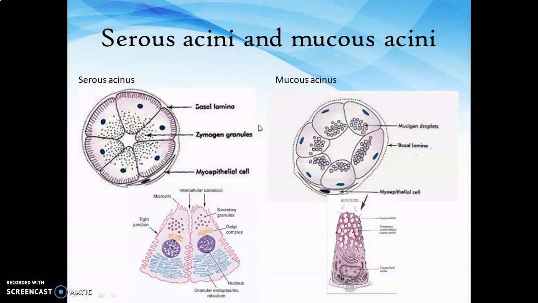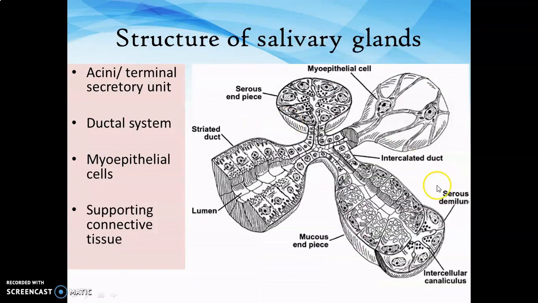There is one more structure to be discussed in mixed acini. For example, in your submandibular gland, which is a mixed salivary gland, both the acini will be present and sometimes the serous acini may be found on top of the mucous acini, or mucous acini may be capped by the serous acini like this. This specialized structure is known as serous demilunes.